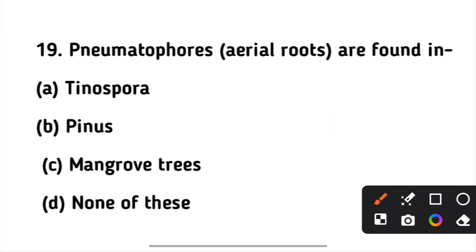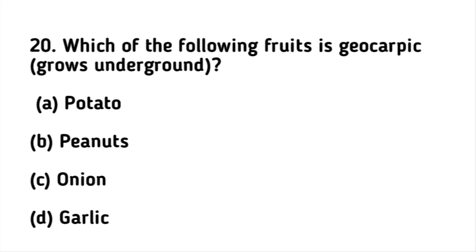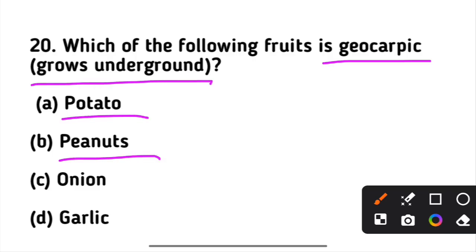Next question. Pneumatophores, aerial roots, are found in Tinospora, Pinus, mangrove trees, none of these. Option C is correct. Pneumatophores, aerial roots, are found in mangrove trees. Next question. Which of the following fruits is geocarpic, grows underground? Option A, potato. Option B, peanuts. Option C, onion. Option D, garlic. Option B is correct, peanuts.